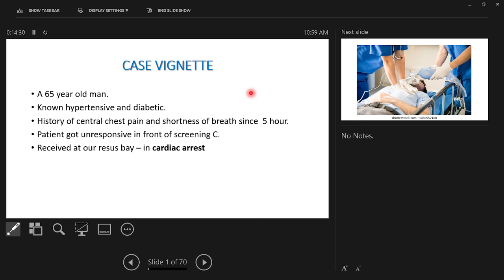What are the components of high quality CPR? It is hard and fast. The rate will be 100 to 120 per minute. The depth is 5 to 6 centimeters, and it should be a minimum of 5 centimeters. And there should be effective chest recoil.